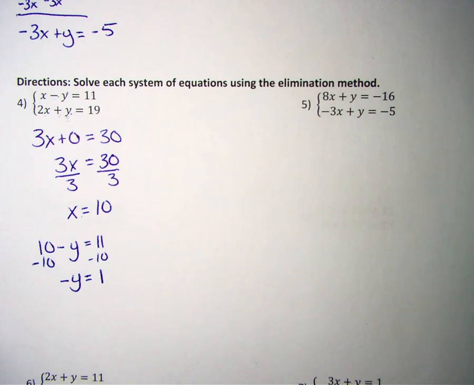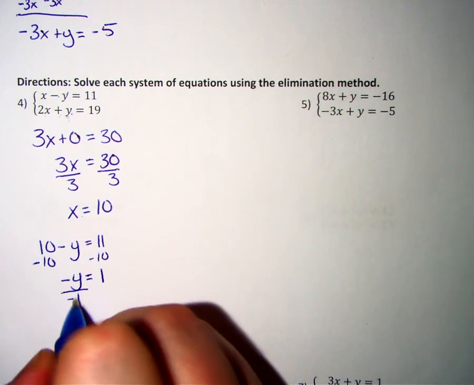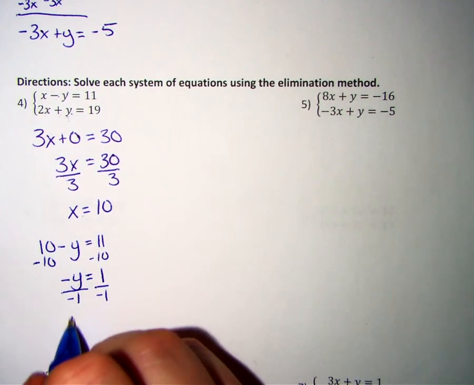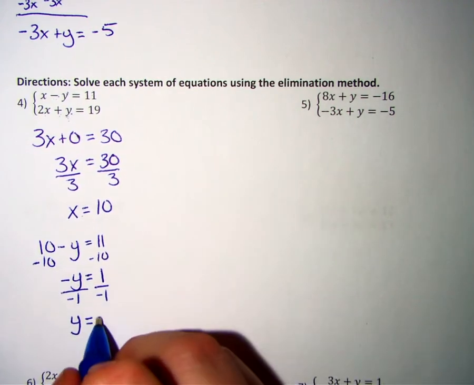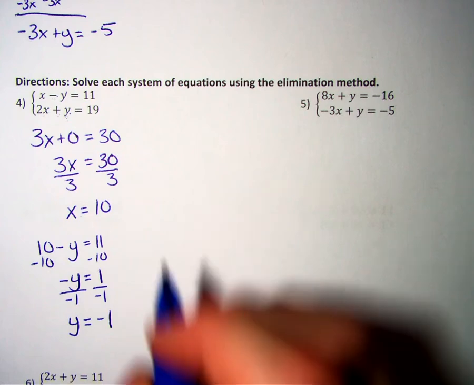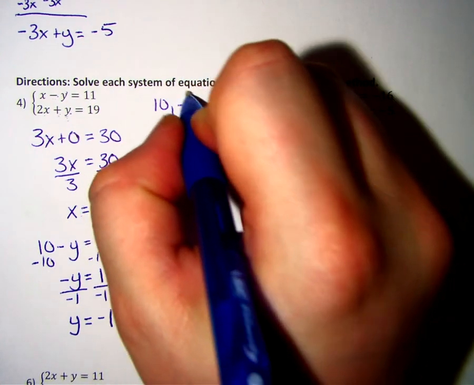That would be great if I want to know what negative y is, but I don't want to know the value of negative y. I want to know the value of positive y. So we're going to divide by negative 1 to get y isolated all by itself. So y will equal negative 1. Since we have an x and y value, we know we have an ordered pair that is 10, negative 1.